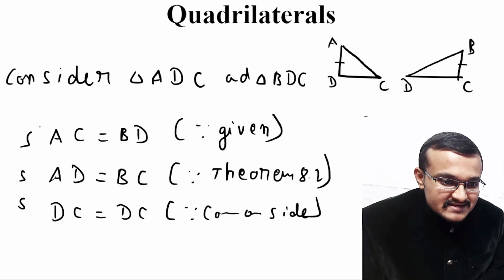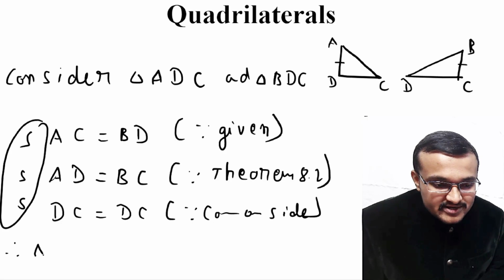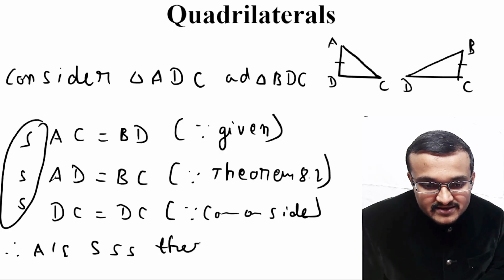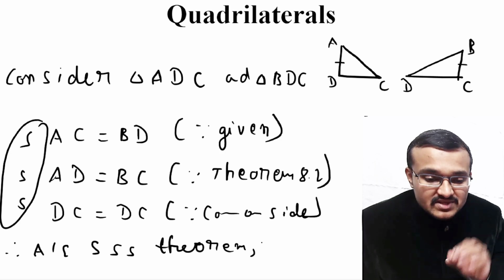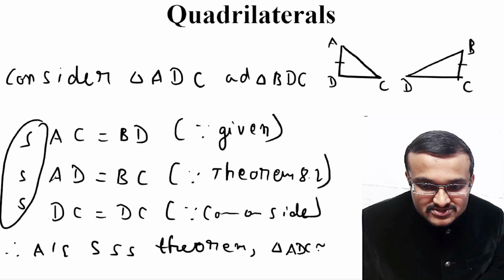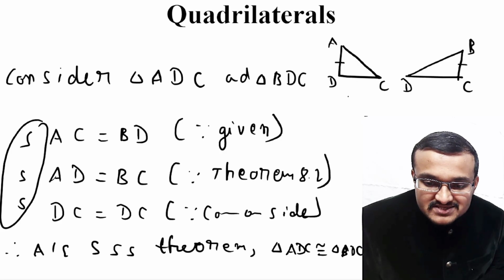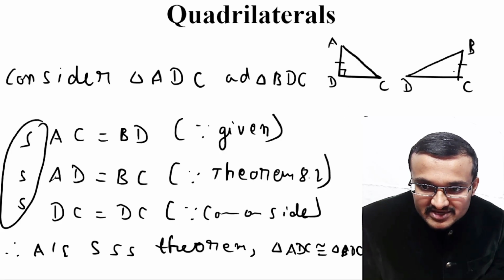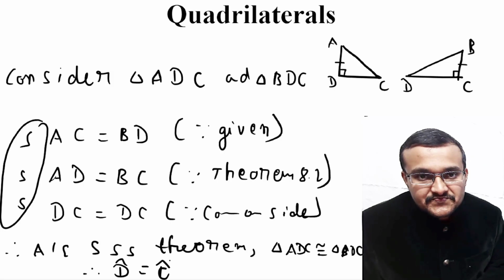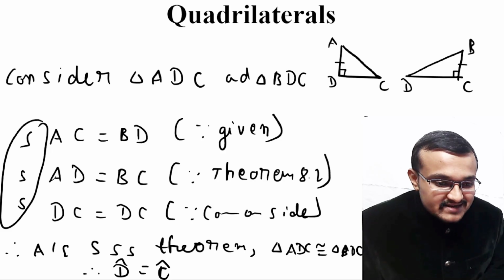According to the SSS theorem, triangle ADC is congruent with triangle BDC. Since these two triangles are congruent, this angle will be equal to this angle. Therefore, angle D will be equal to angle C. So now we have got angle D is equal to angle C.